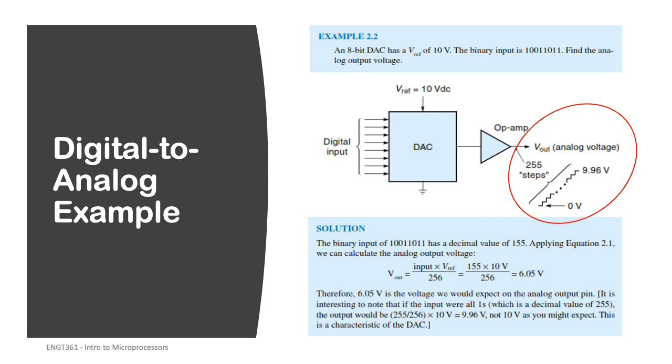If it helps, imagine the output is like a 255-step staircase, and every step up you gain 0.039 volts. After climbing 155 steps, you have reached 155 times 0.039 volts, or 6.05 volts.